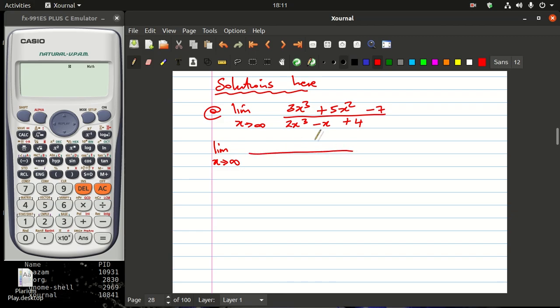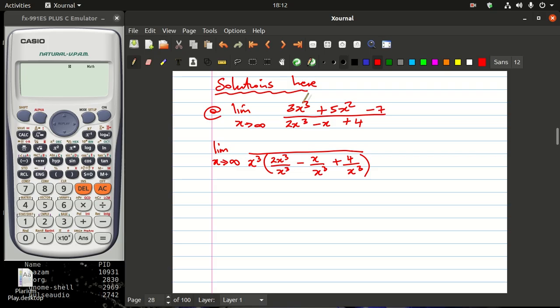So the highest power in the denominator is x to the power 3. So we're gonna take out x to the power 3, and then when we're taking x to the power 3, what will remain here is 2x to the power 3 divided by x to the power 3 that we have taken out, and then minus x divided by x to the power 3 plus 4 divided by x to the power 3. And also we do the same thing in the numerator.